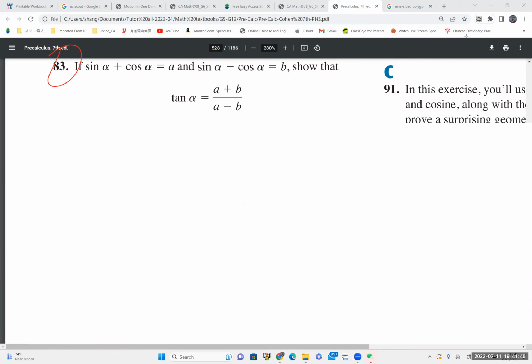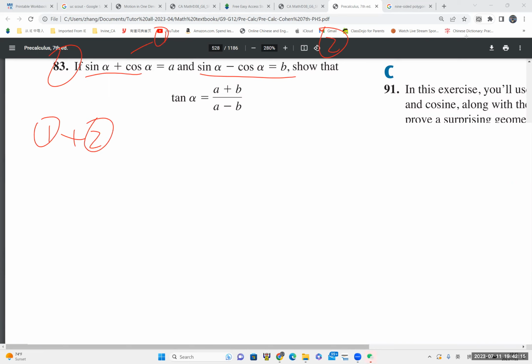Sine alpha, cosine alpha. We need to think about just the whole sine alpha and cosine alpha, then take into tangent alpha. Right? Anyway, if we call this equation 1, this equation 2, then 1 plus 2.